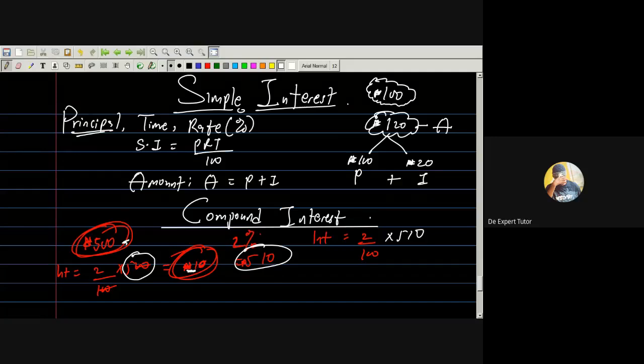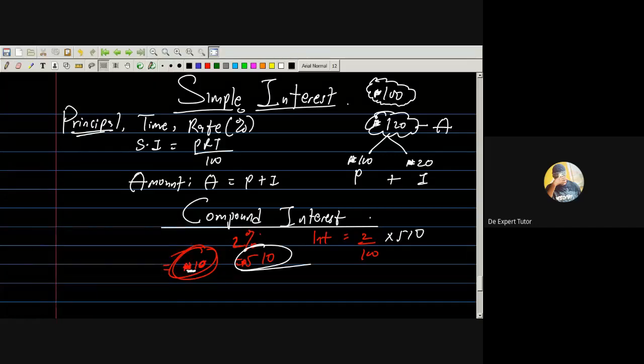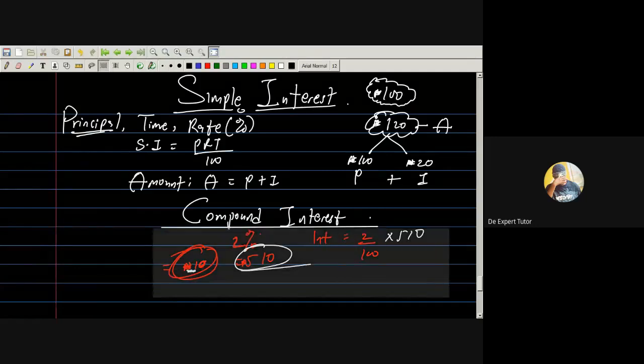In compound interest, the interest is always calculated on the new principal. 500 was what you had initially. When they added your interest for you, you have 510. So your new principal will not be 500 again. It will be this new 510. So that's what we call compound interest. Interest is compounding, and your principal is not fixed in compound interest.